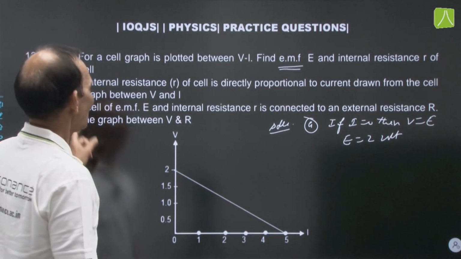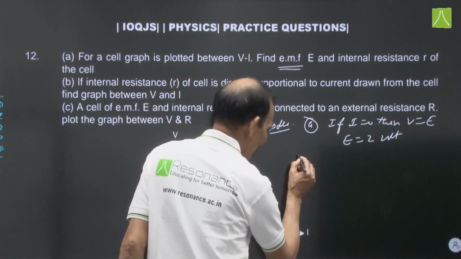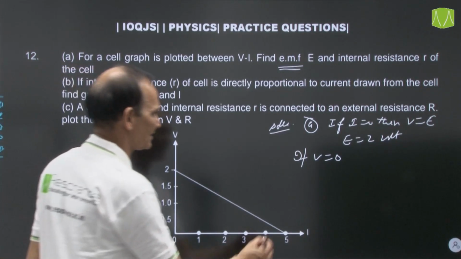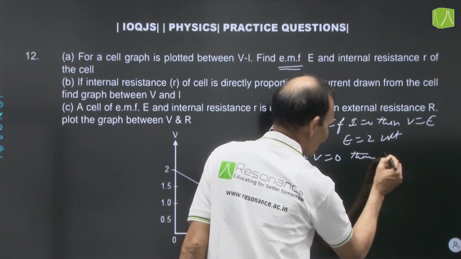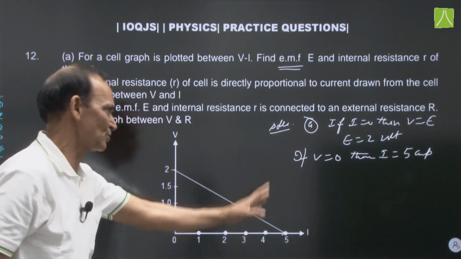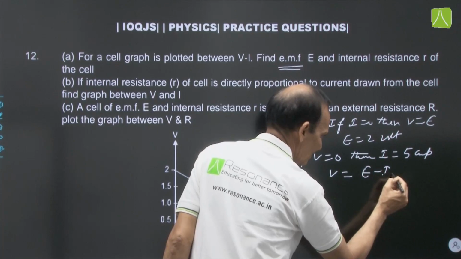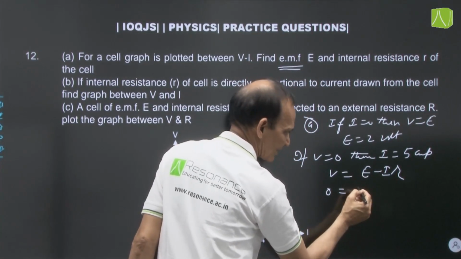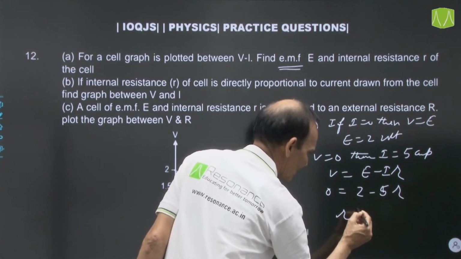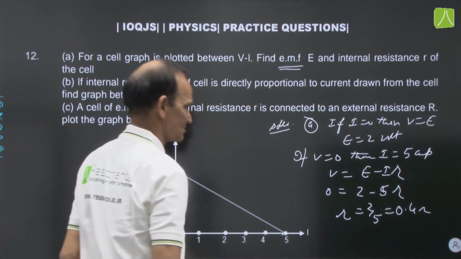Okay, now internal resistance find करना है. तो देखिए, if V is equal to 0, think about the graph. V is equal to 0, then what is the value of I? I is equal to 5 ampere. At this point, I is 5 but V is 0. You know very well, V is equal to E minus IR. So 0 is equal to, we have already found 2, minus I is 5 into R. So what is the value of R? 2 by 5. That is how much? 0.4 ohm. These are the two answers.